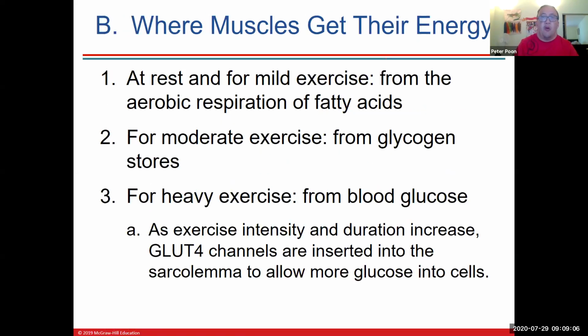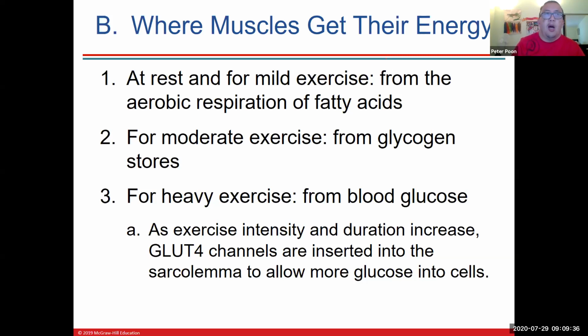Okay, where muscles get their energy. For rest and mild exercise, we actually burn a little bit of sugar, but mostly fat. So aerobic respiration and fatty acids. For moderate exercise, we start to burn glycogen. For heavy exercise, we burn blood glucose.